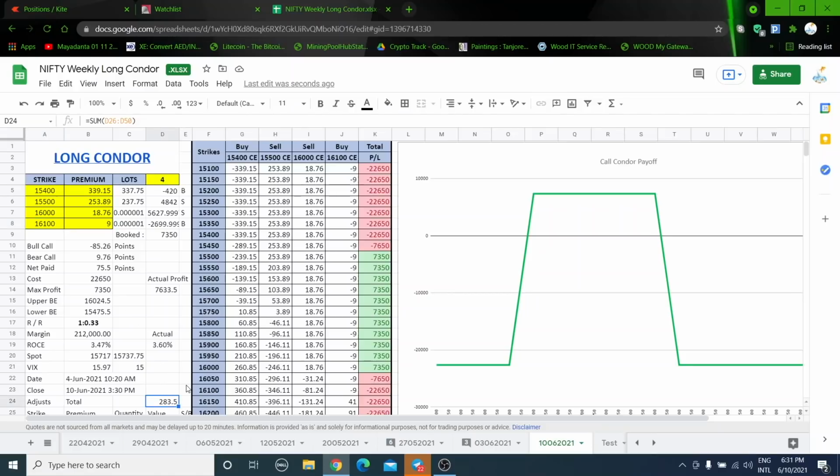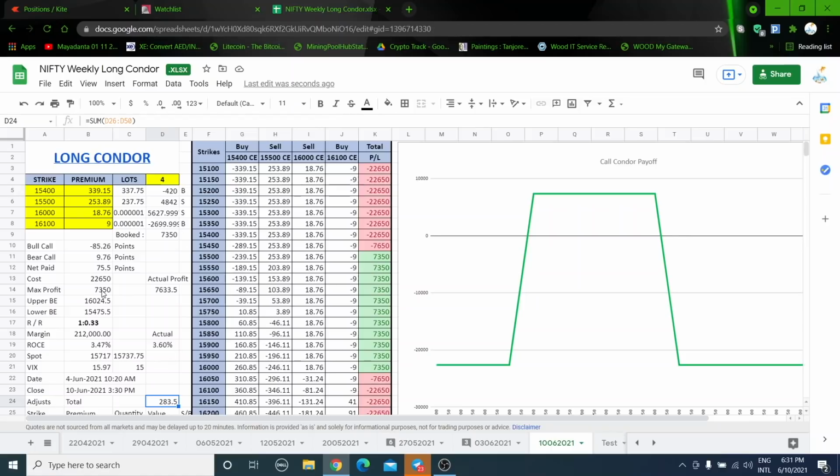Today there was some erroneous SLM execution because of some technical issue in Zerodha. I'll be raising a ticket for that, but put that aside, because we will deal only with the call condor. The expiry trades are just complementing the call condor.